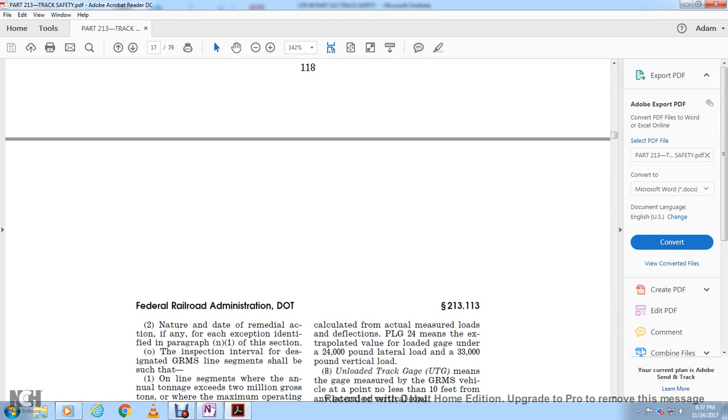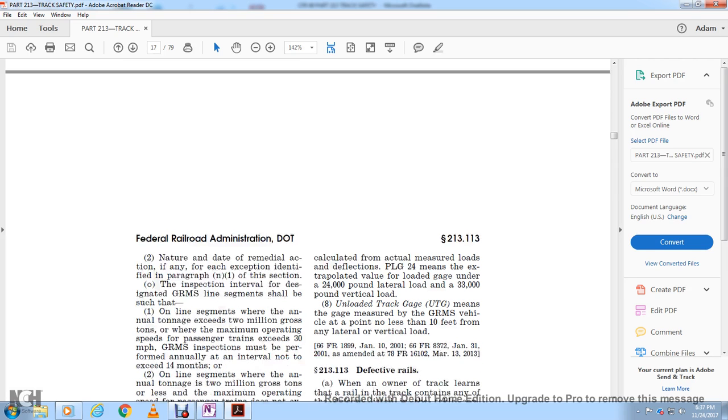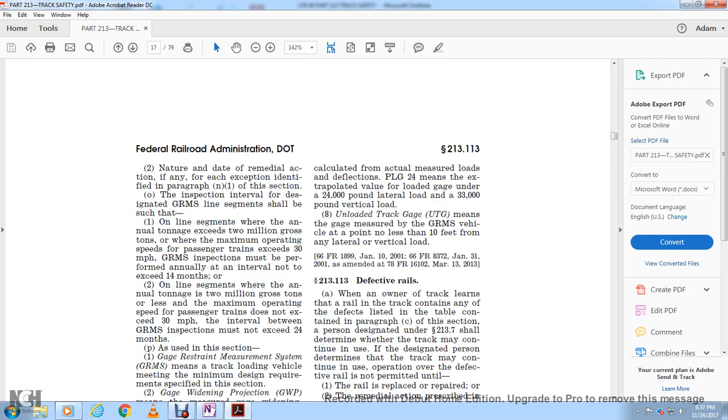The inspection interval for the designated gauge restraint measurement system line segment must be such that, on a line segment where the annual tonnage exceeds 2 million gross tons or the maximum operating speed of passenger trains exceeds 30 miles an hour, gauge restraint measurement system inspection must be performed annually at an interval not exceeding 14 months. On a line segment with annual tonnage of 2 million gross tons or less and maximum operating speed of trains not exceeding 30 miles an hour, the interval between gauge restraint measurement system inspections must not exceed 24 months.